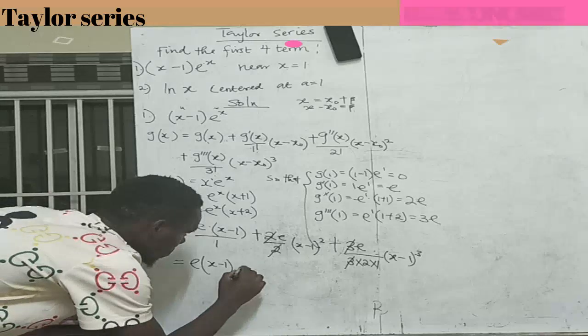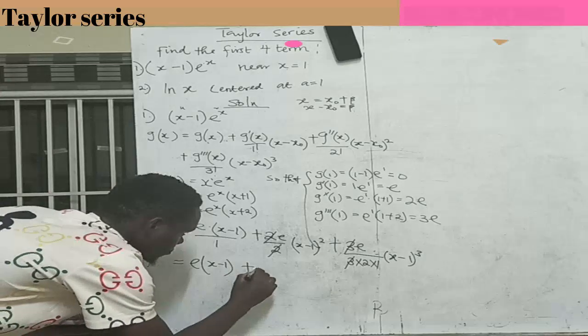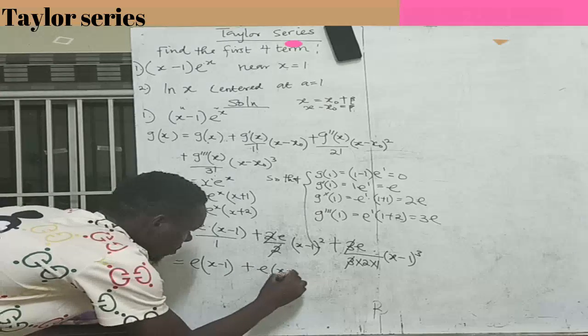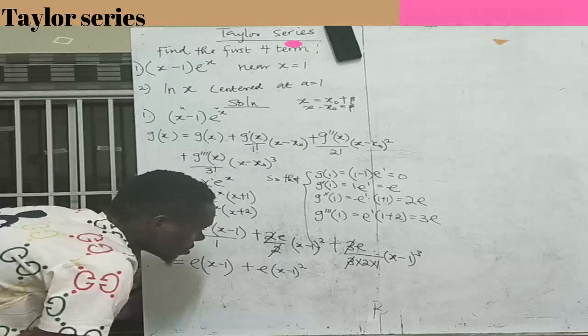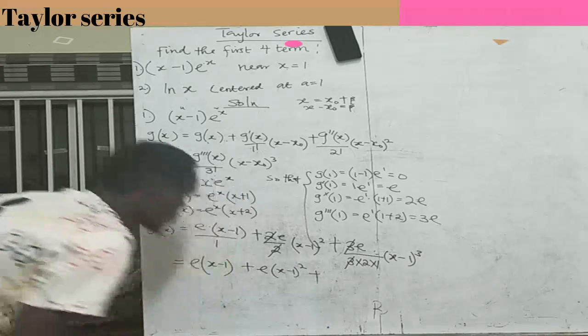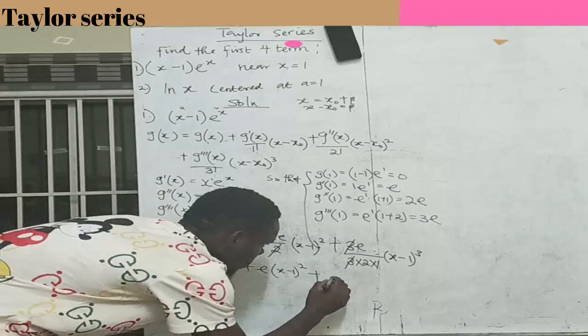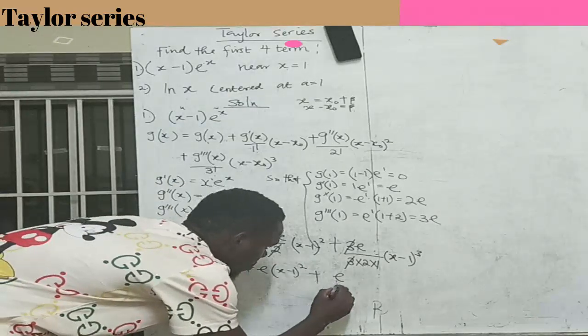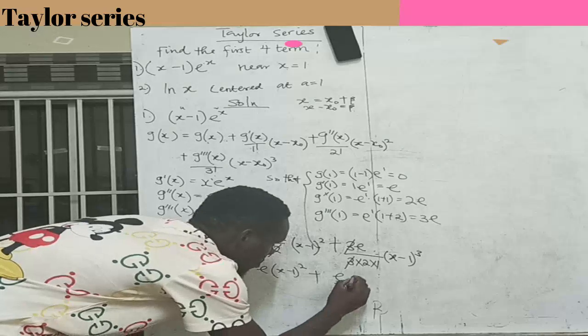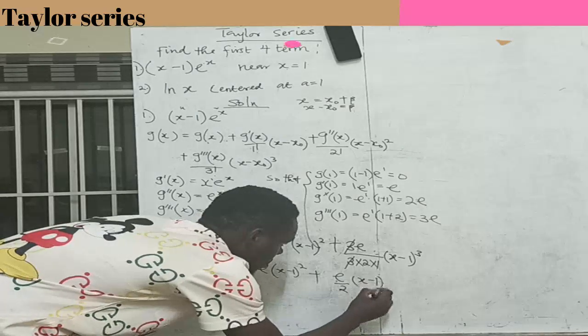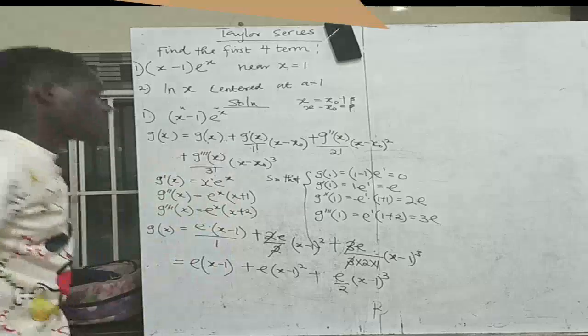n plus e x minus 1 raised to the power of 2, and plus this, which is e, this, raised to the power 3.